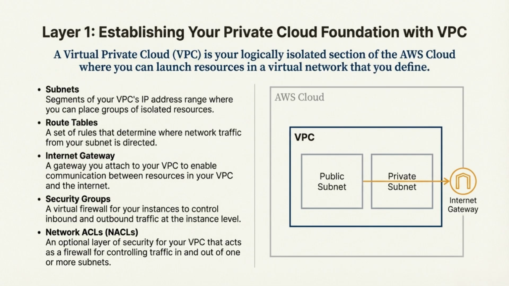Internet gateway, a gateway you attach to your VPC to enable communication between resources in your VPC and the internet. Security groups, a virtual firewall for your instance to control inbound and outbound traffic at the instance level. Network ACLs, an optional layer of security for your VPC that acts as a firewall for controlling traffic in and out of one or more subnets.